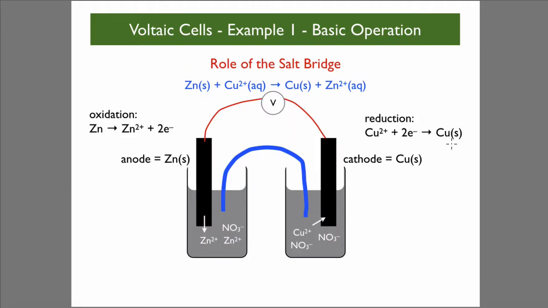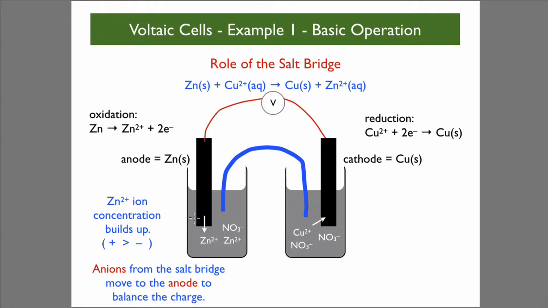So the role of the salt bridge here: the zinc ions will build up in solution here, and so you get an increase in positive charge. Anions from the salt bridge move to the anode to balance the charge, and so we'd get nitrate ions in this case moving into solution to balance the buildup of the positive charge.